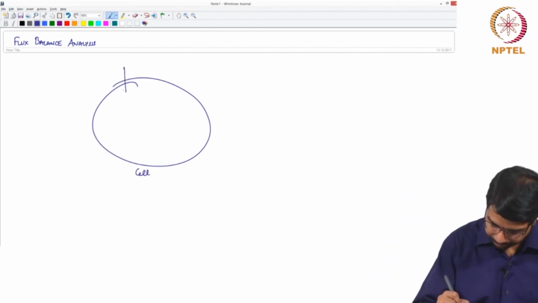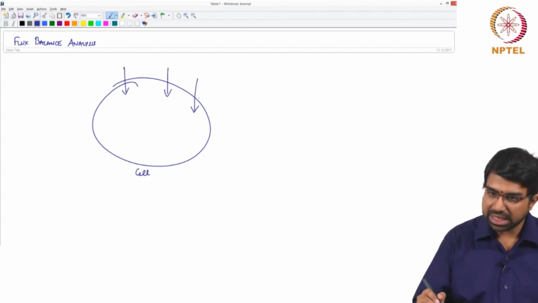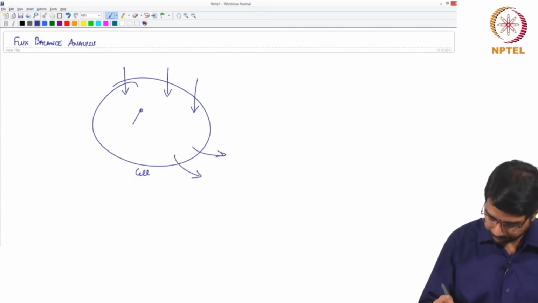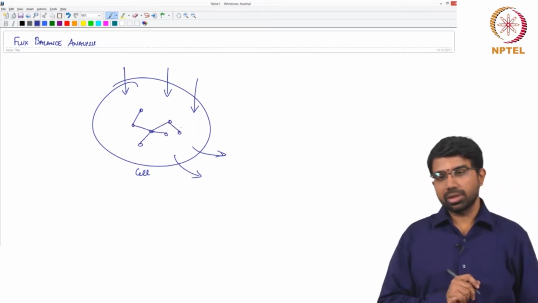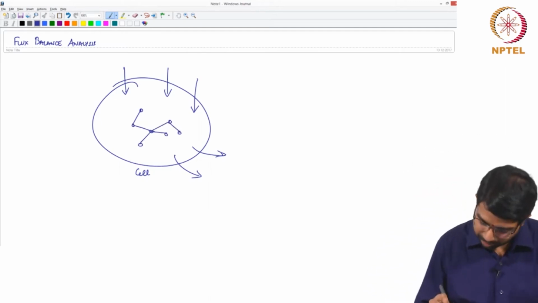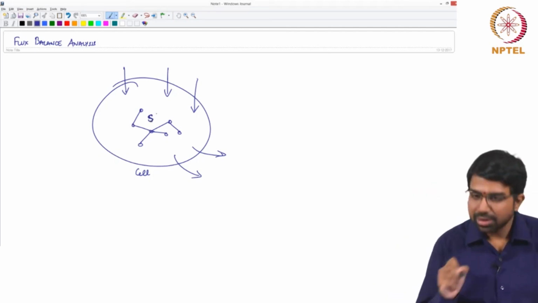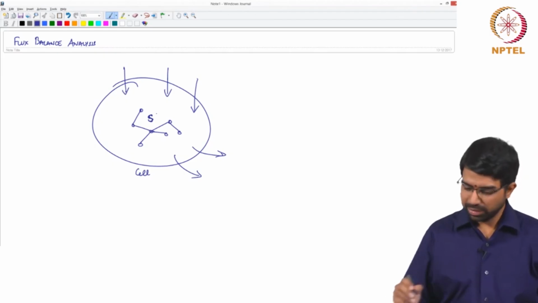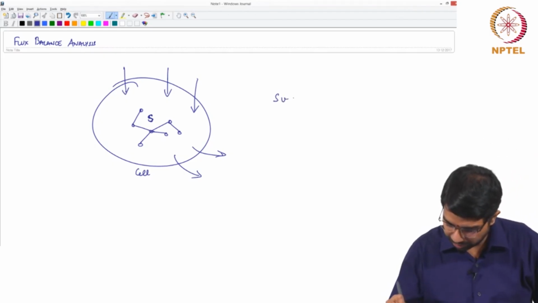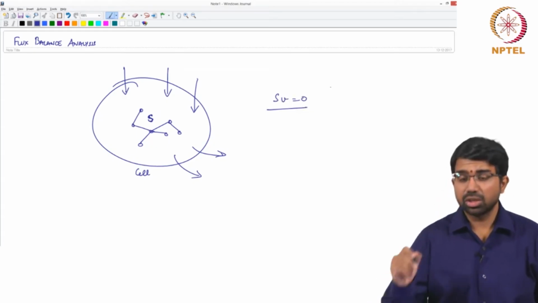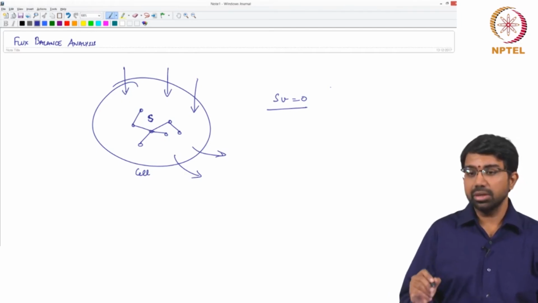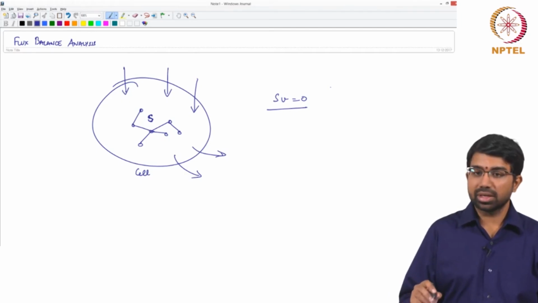You have a cell which takes in several metabolites, gives out some metabolites, and there is a complex metabolic network inside of it. This is the metabolic network we essentially represent as S, your stoichiometric matrix, and what you do is S V equal to 0. You cannot violate this constraint, right. This is a fundamental constraint. Why? It arises from stoichiometry.